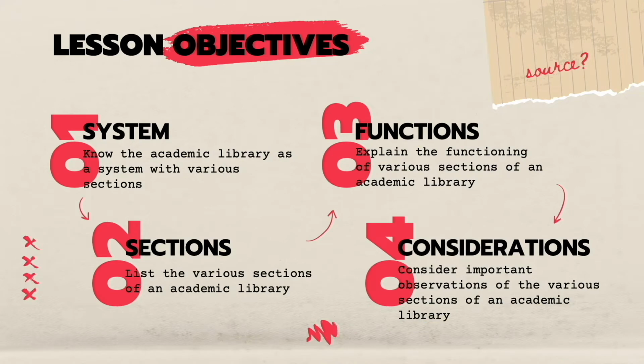After studying this lesson, the students, or you, will be able to know the academic library as a system with various sections, list the various sections of an academic library, explain the functioning of various sections of an academic library, and lastly, consider important observations of the various sections of an academic library.